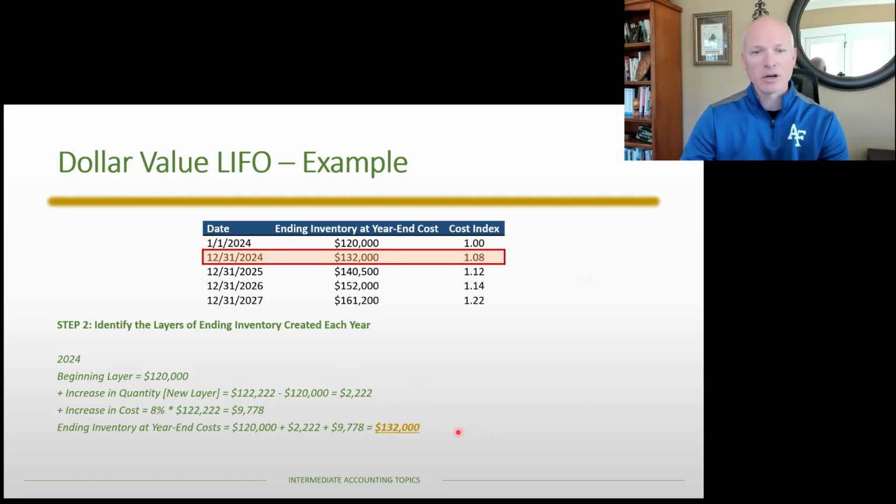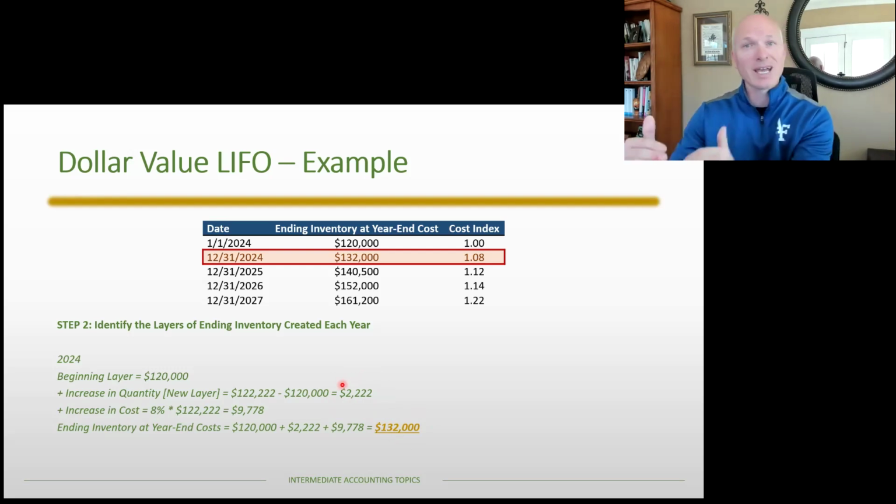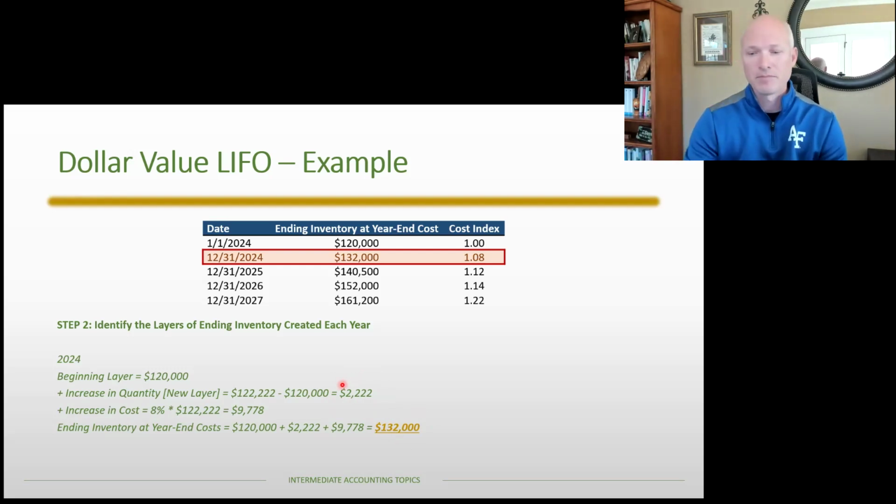Again, I want to be very, very clear. We are not reporting this $132,000 on our balance sheet because remember, we report things at the acquisition cost, not the year-end cost. We're also not reporting this increase in quantity at $2,222 because that is a base year cost, and we want the acquisition costs. So again, we're not done yet. This is just the next step to getting to our answer. But I want to stop there for 1 second. Does everyone understand? All we're doing here is showing you how we go from 120 to 132, and it's a function of both quantity and cost.